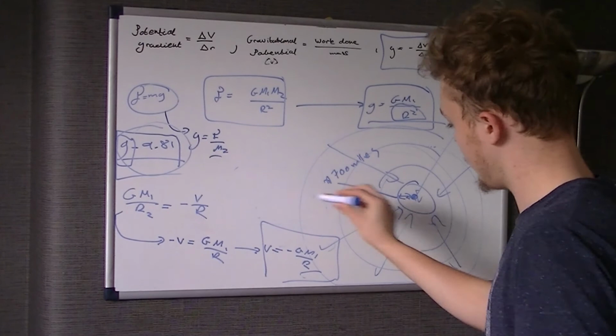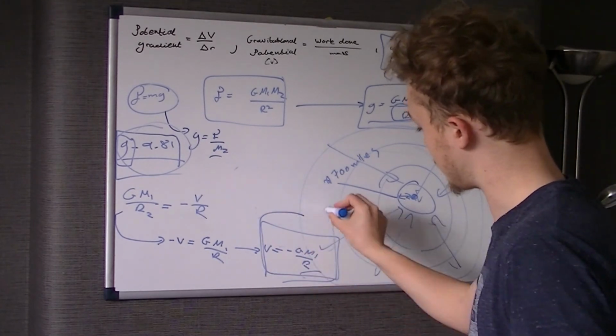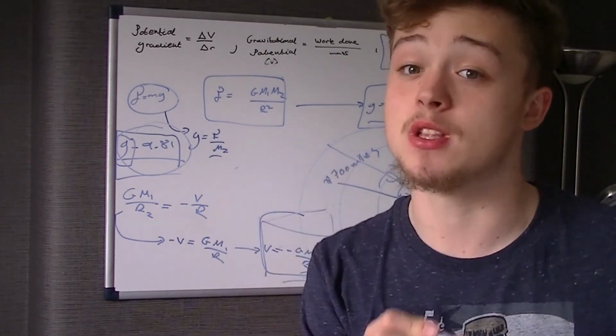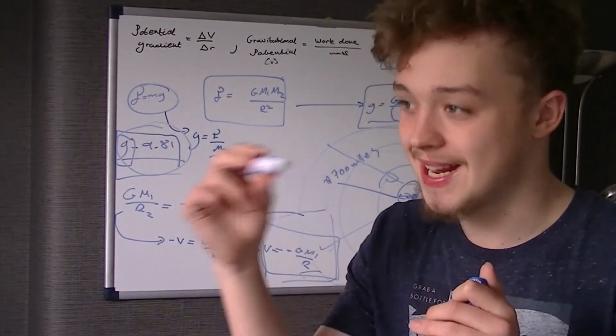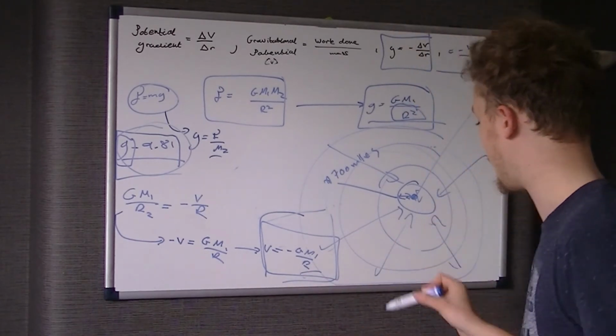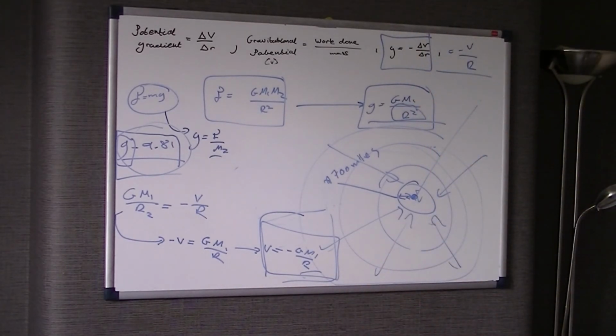But as I said, if you're working out the gravitational potential at some point away from Earth, you've still got to take into account not only the distance to the surface, but also add in the distance to the centre of Earth. So hopefully that makes a little bit of sense. There's nothing too difficult about that.